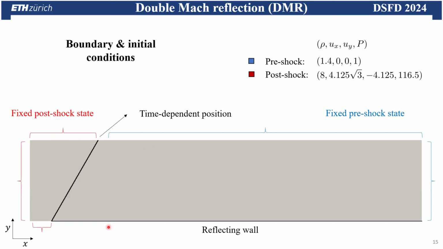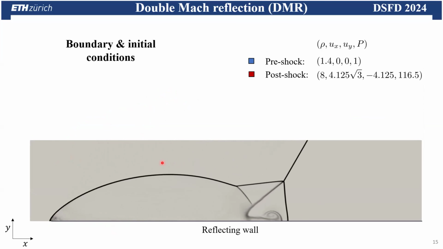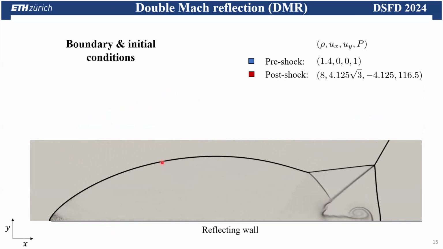So we first rotate the coordinates such that the horizontal axis is now aligned with the ramp. And the tilted line here signals the initial shock front. At the left of this line, we impose the post-shock state, and at the right, the pre-shock state. And we can see here the evolution of the flow according to this specific setup. What we see here is the magnitude of the density gradient.